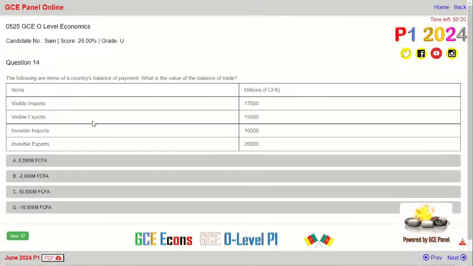The following are items of a country's balance of payments. What is the value of the balance of trade? So you already know your calculations on balance of trade and how they are done. So let's see what you're going to have here for balance of trade. From your calculations, I'm sure most of you are already seeing the answer directly. But let's see what you did to have the answer.